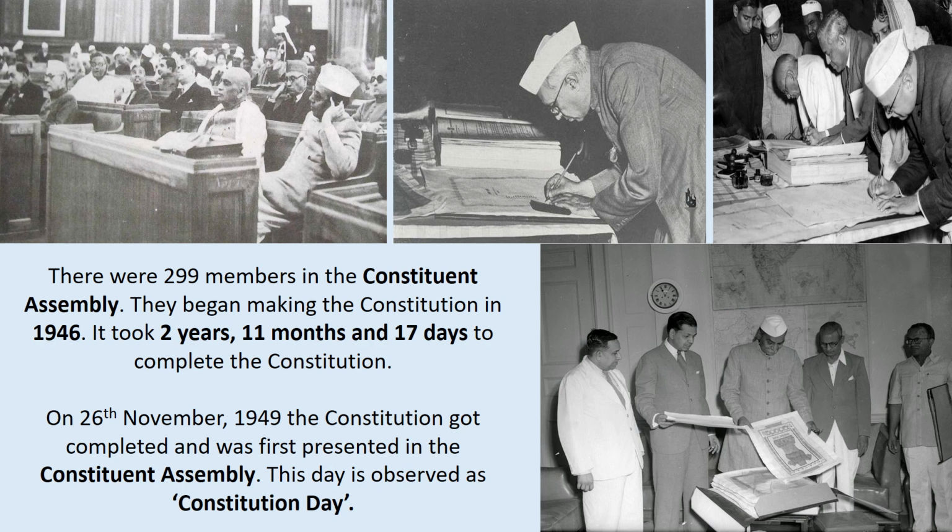Now we will learn a little more about the Constituent Assembly. So there were total 299 members in the Constituent Assembly. They began making the Constitution in 1946. So 1946 was the year when they started writing the Constitution, writing the book. It took 2 years, 11 months, and 17 days to complete the Constitution. So, how many years did it take to complete the book of Constitution?